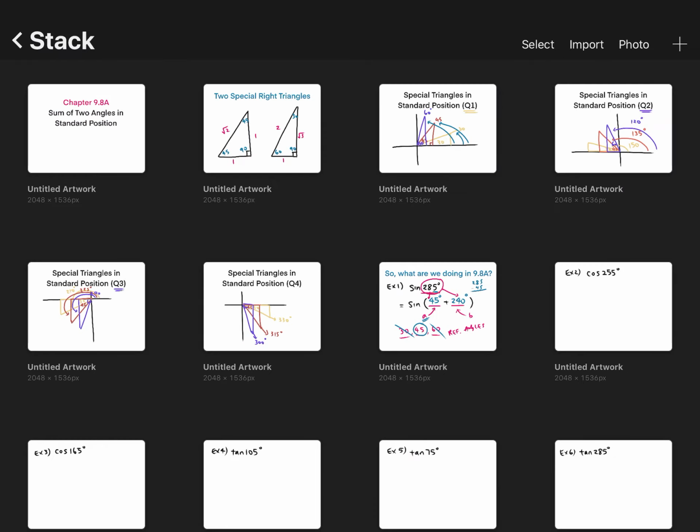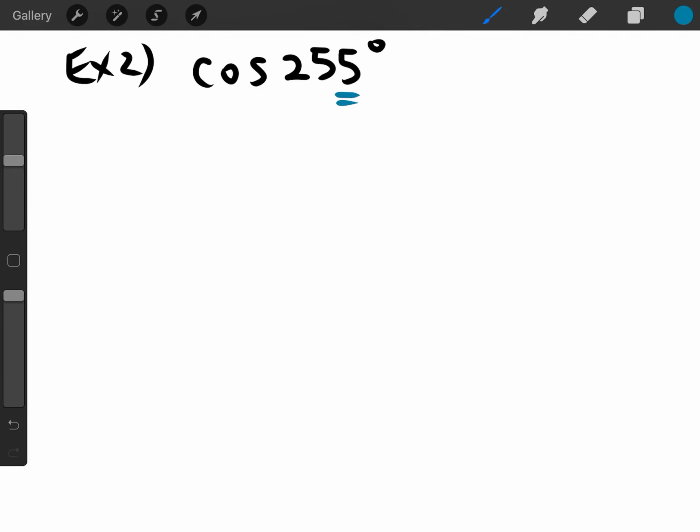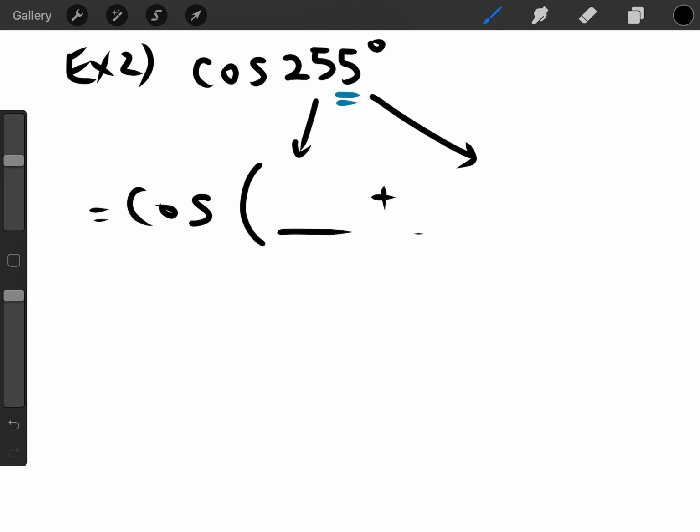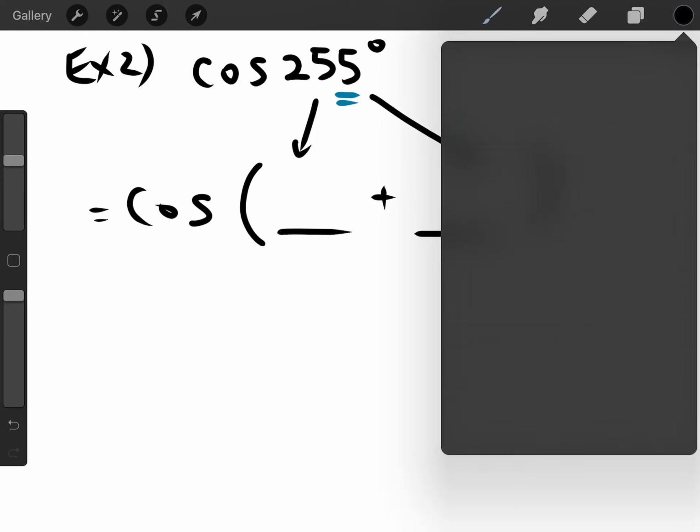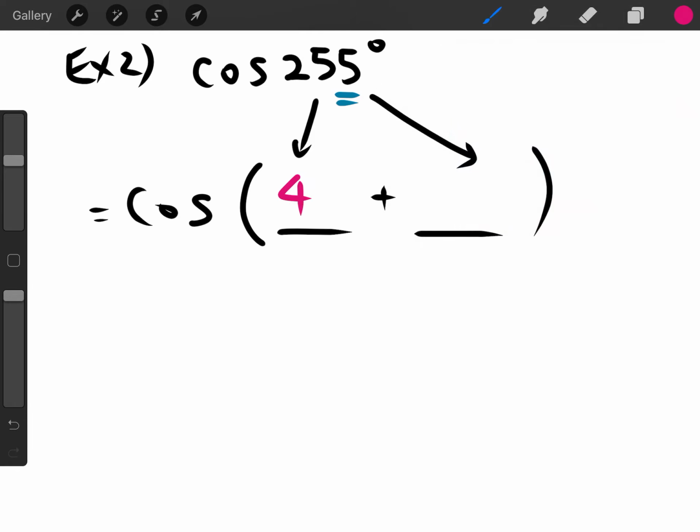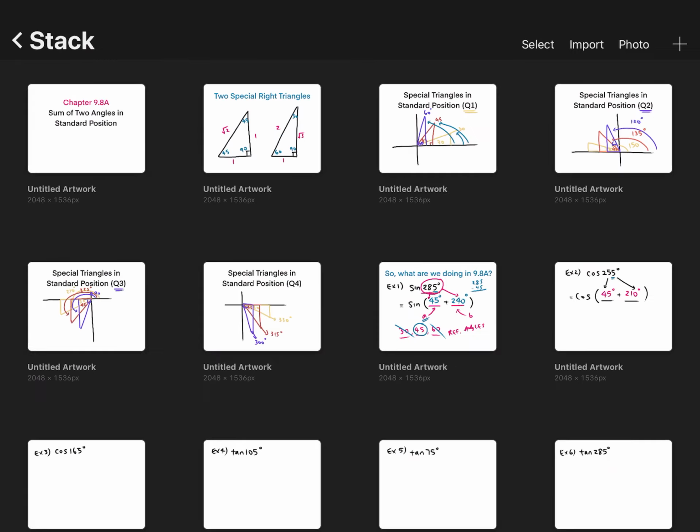And then 45 plus what angle measure is going to equal 285? Well, you can just subtract 45 from 285, and you get 240. So it's 45 degrees and 240 degrees. This is all I want you guys to do in 9.8a: just come up with the two angles that sum to the given angle. Let's do it again.